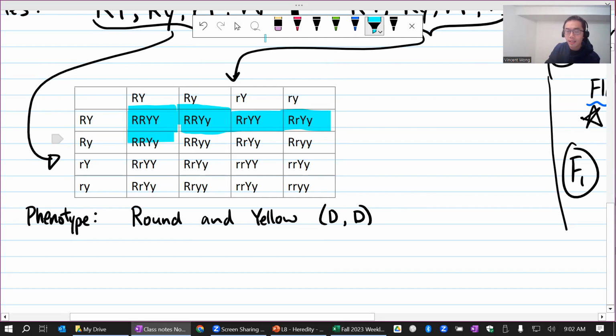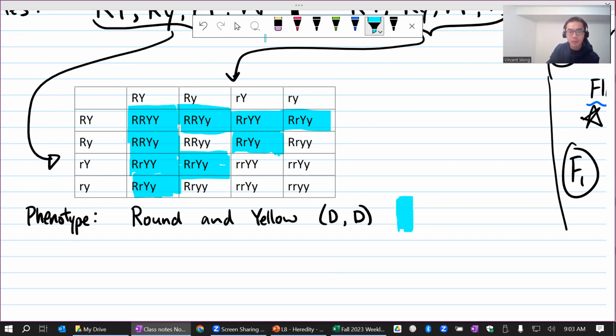So look, this one is round and yellow, round and yellow, round and yellow. Okay. This one too. And this one. I think those are all of it. Okay. So for round and yellow, it is 1, 2, 3, 4, 5, 6, 7, 8, 9. 9 out of 16. It's not surprising that a majority of it is going to be round and yellow because these are both dominant traits, right?